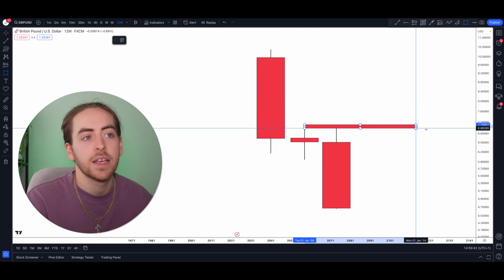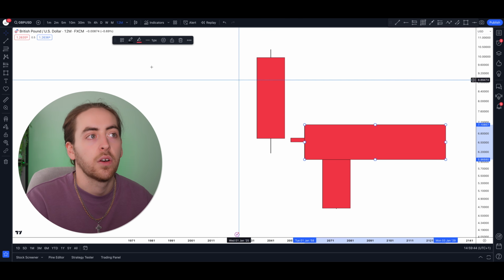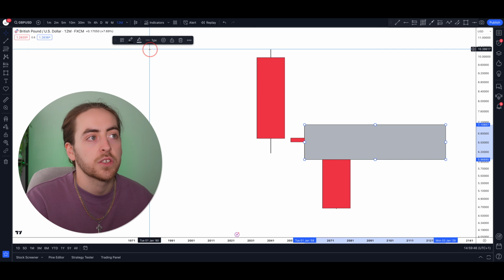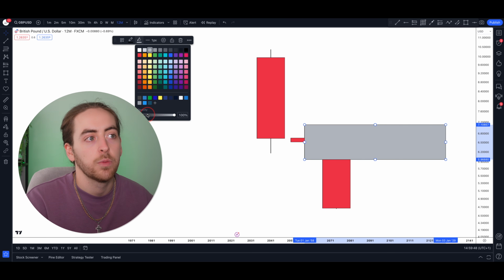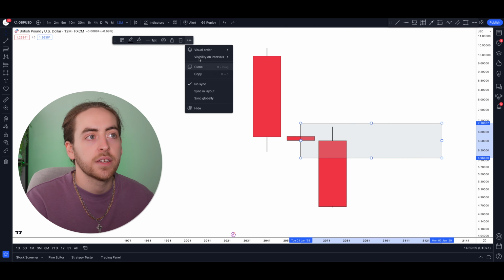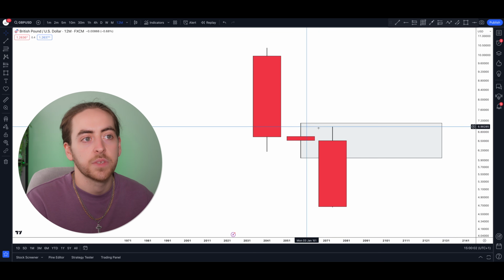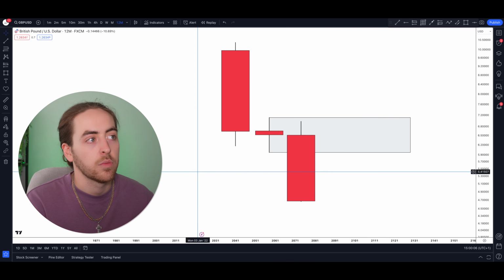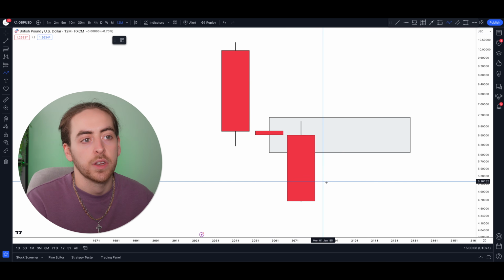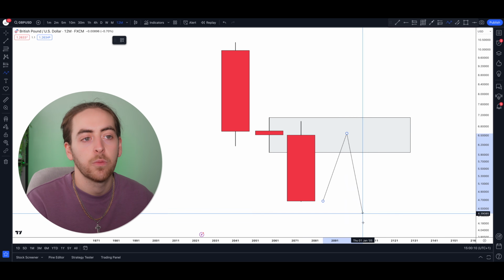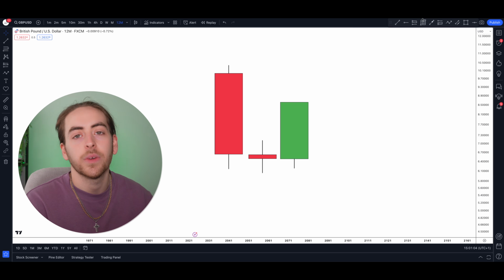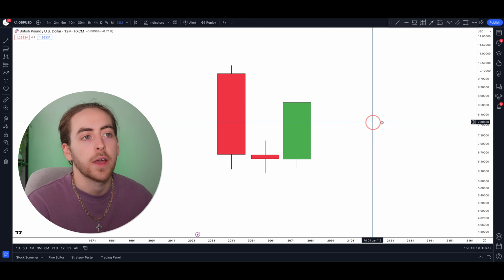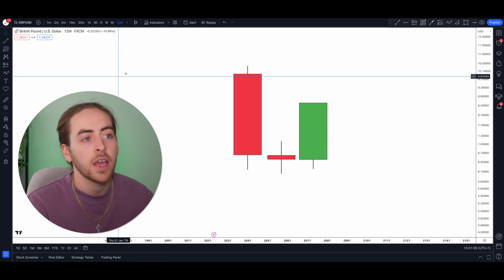So a supply zone is an area in price before a large downward move, and the concept is when the market returns to this level, we will therefore look to sell. So this indecision candle or doji candle becomes a supply zone because it's an area of consolidation before a large down move. So now if we were looking for trading opportunities, a pullback in would provide us with a selling opportunity.